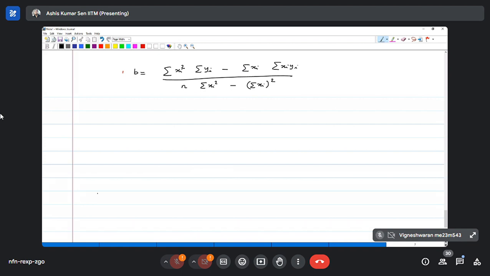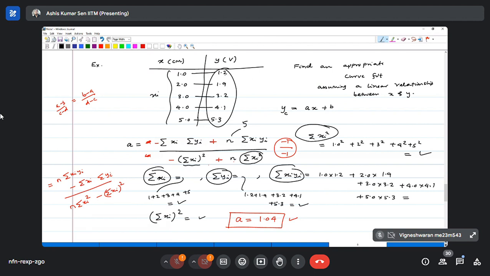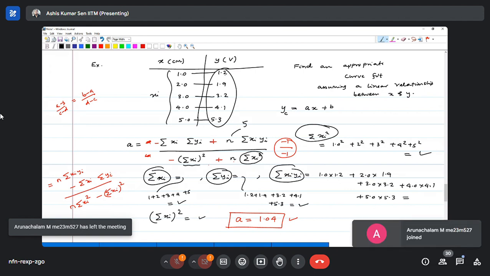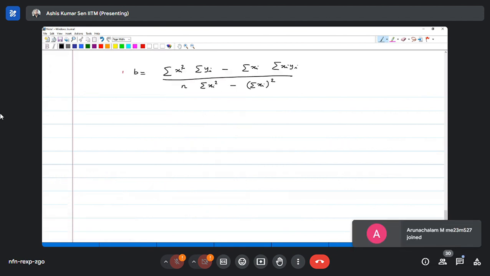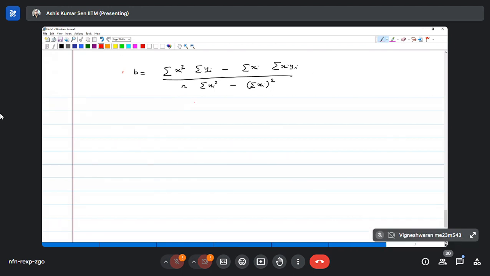Now, here also we have found almost everything in the previous case, right? You have sum xi square, sum yi, sum xi yi, everything I have. So if I just substitute and calculate this, you check for yourself, then you can find that b will be 0.02.